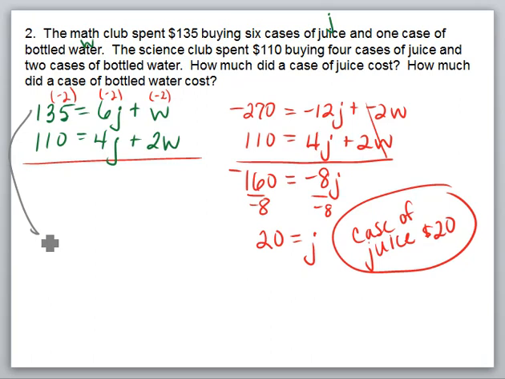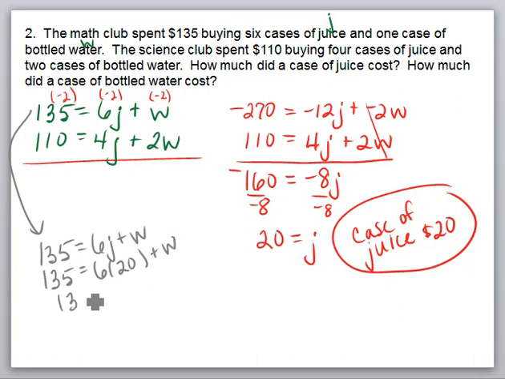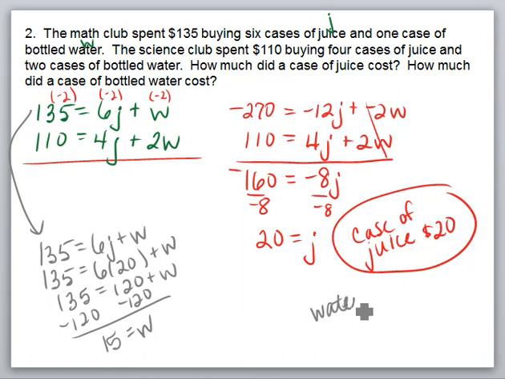Looks like to me that it'd be easier to work with this first equation, so I'll say 135 equals 6j plus w. So I have 135 equals 6 times 20 plus w. So 135 equals 120 plus w. Minus 120 on both sides, I end up getting $15 for a case of water. So water is $15 per case.